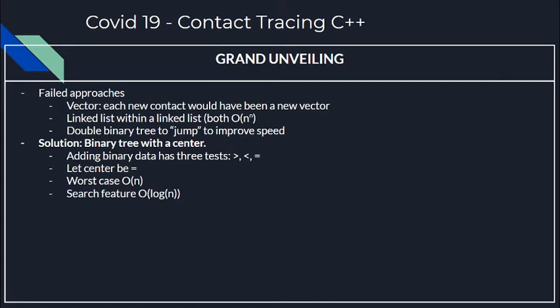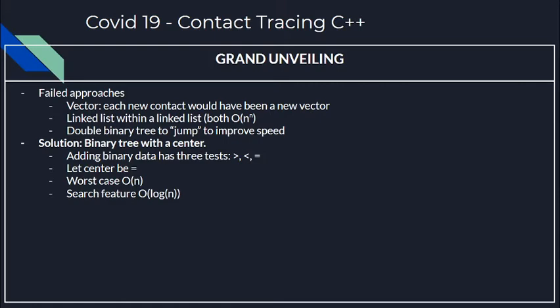Binary data has 3 tests. You can test whether the number is larger or smaller, and you put it to the left or right. Or you can test whether it's equal. Traditionally, we're taught that if it's equal in a binary tree, you cannot allow duplicates. And that is true for your left and right.